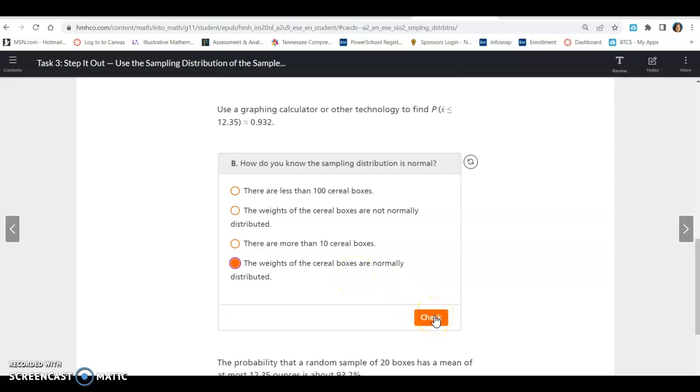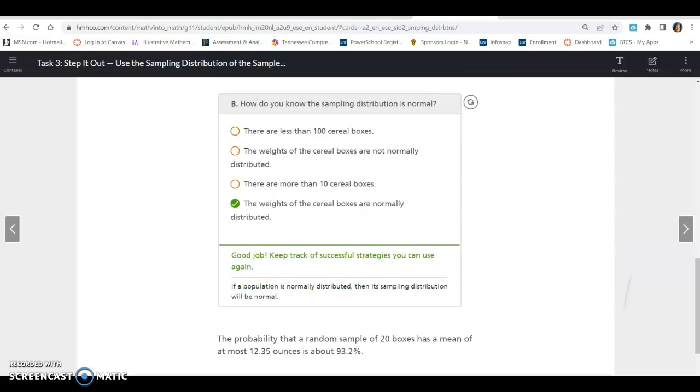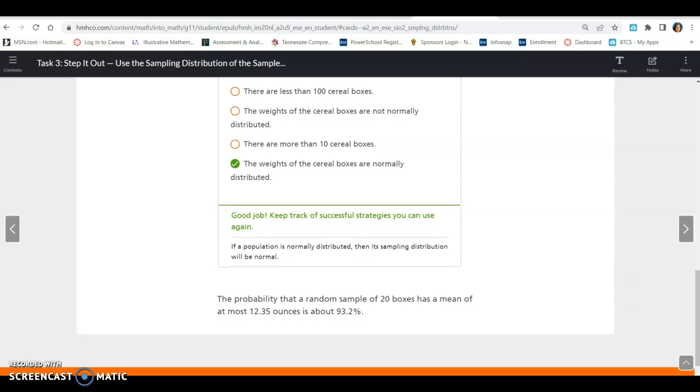All right, so we know that this does fit a normal distribution curve. So this would be normally distributed because it fits the 68, 95, and 99.7% curve. All right, so the probability that a random sample of 20 boxes has a mean of at most 12.35 ounces is about 93.2%.